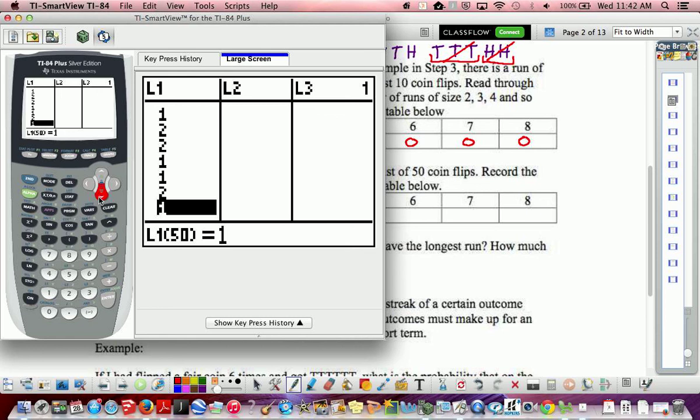Okay, did you store it yet? No. So here's your store key. So what you want to do is hit that bottom key, store. So go ANS and then second 1.